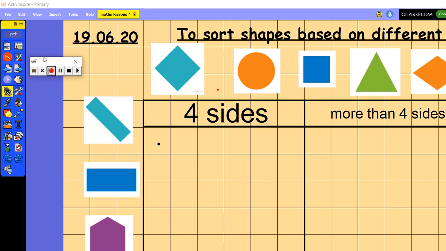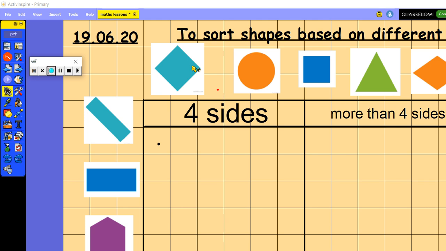So for the next part of our lesson, we're going to have a look at sorting shapes based on different criteria. So we're going to have a look at trying to sort out all of these shapes here into a category. Some of them might not fit into these categories, and that's fine. They can stay on the outside of our box. So the idea is that we look at the two categories that I've been given here, and we're going to see if we can fit some of these shapes into those categories.